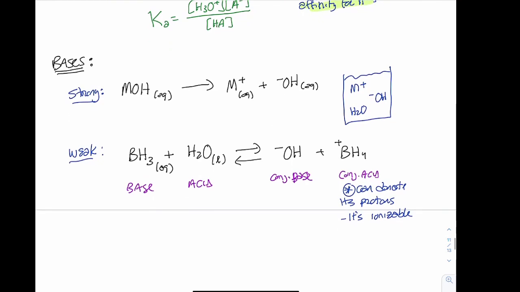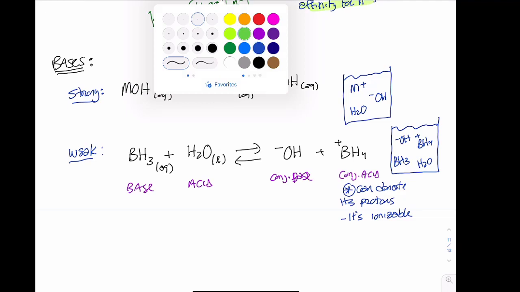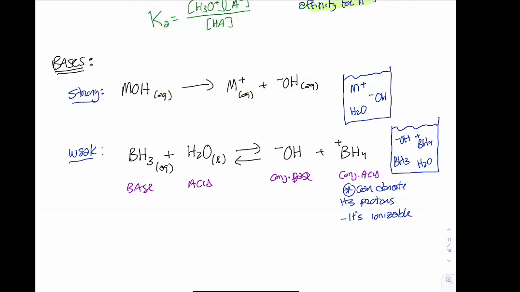If I was to draw a beaker drawing for this one, we'll squish it in over here. I have my conjugate base. I have my conjugate acid. I do have my original base, right? Plus I have some water. And then just like we did with our weak acid, because this is reversible, it can exist at equilibrium. I can write an equilibrium constant expression for this.